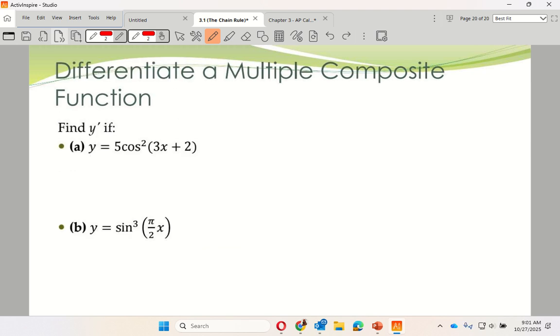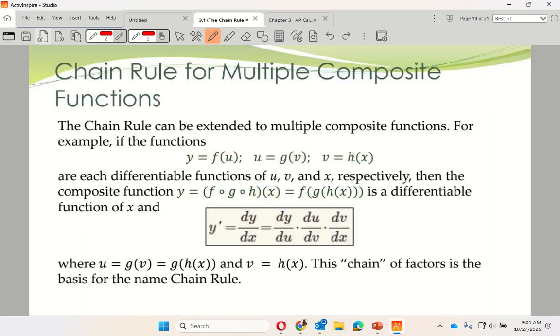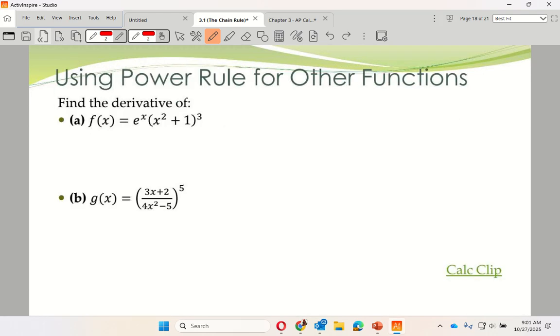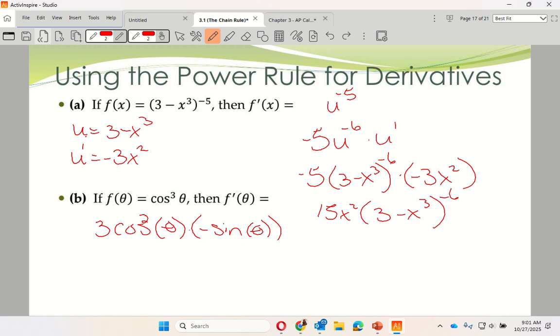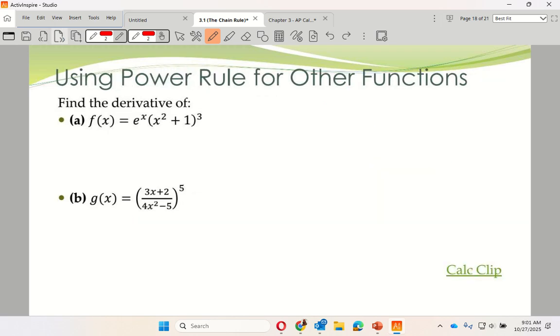Multiple composite functions, where are we at there? Trying to see how many slides I have left. Three. One of them's when we're doing the chain rule for composite. So let's do B. I want you guys to try B. You can't do it mentally though.